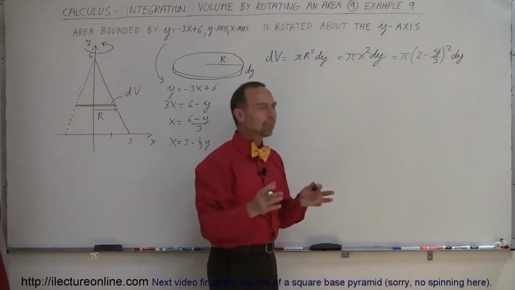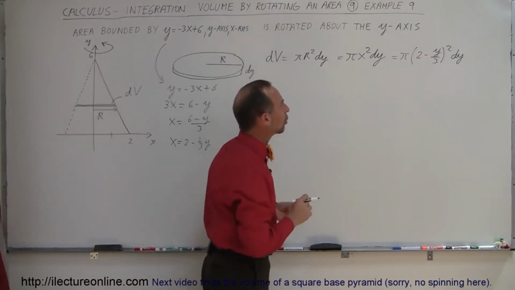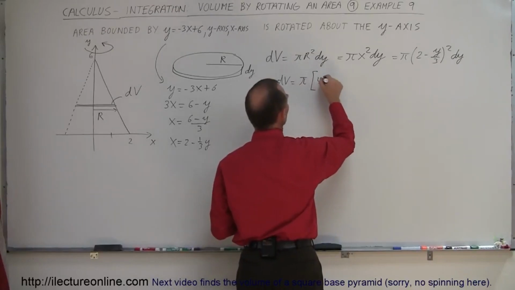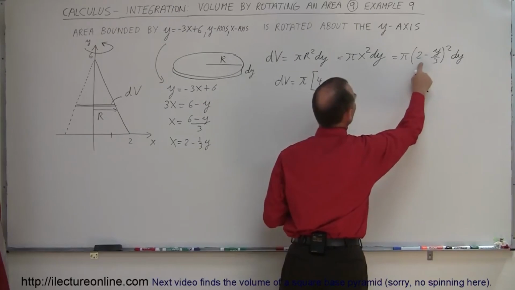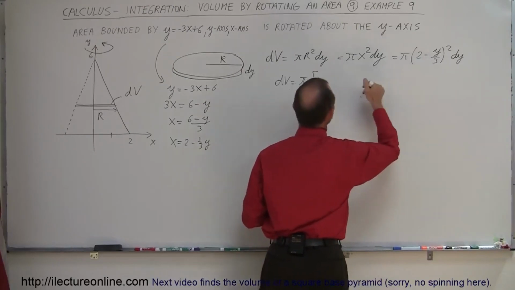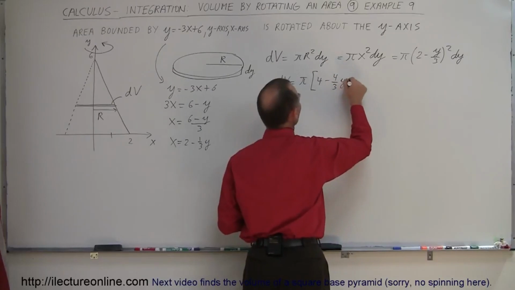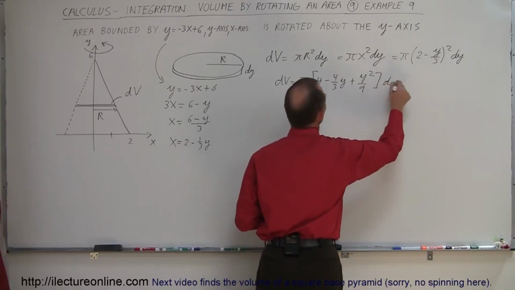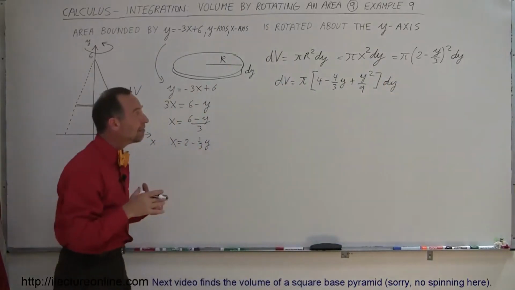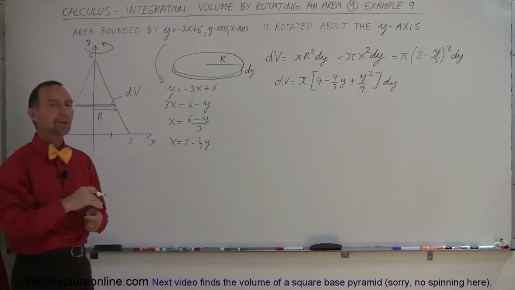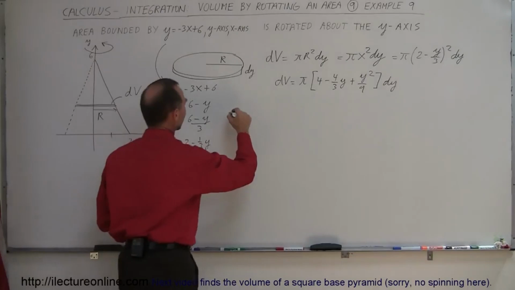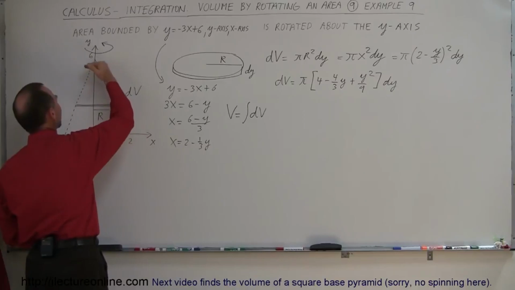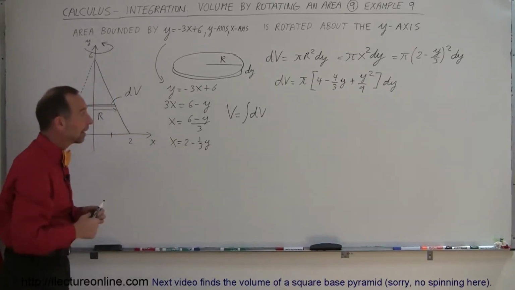And I'll go ahead and multiply everything out. We have a binomial there. We'll square the binomial. And so we now say that dV is equal to pi times, that would be 4. Twice the product of those two, that would be minus 2/3 y, and that would be minus 4/3 y. And squaring the last term, that would be plus y squared over 9 times dy. And so now I have my volume, my disk, that dV, expressed in terms of y only, and I'm able to integrate that. So therefore, I can say that the volume is equal to the integral of all the dV's. So what we're going to do is slice this up in an infinite number of slices, add them all up, which of course is the definition of integration.